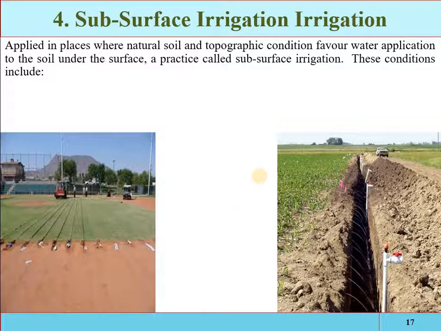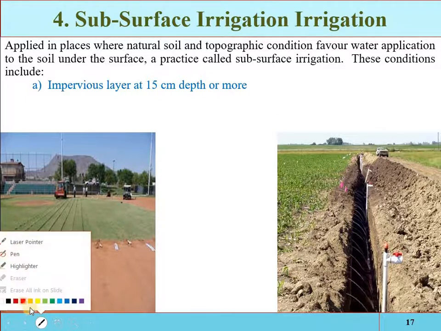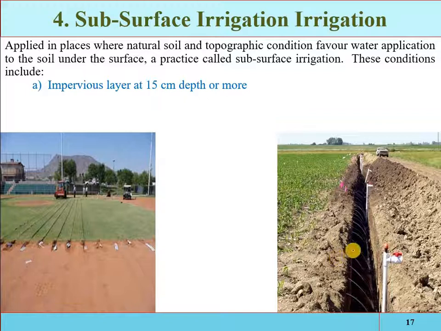Another one is the subsurface irrigation system. This is a special type of drip irrigation system, where if the water does not properly enter the soil, if the surface is of hard nature, then the pipes are laid underground. Here you can see that the pipes are laid underground, so that the water is applied more effectively in the root zone. It is applied in places where natural soil and topography conditions favor water application under the surface, where the laterals or trickle lines are laid underground.